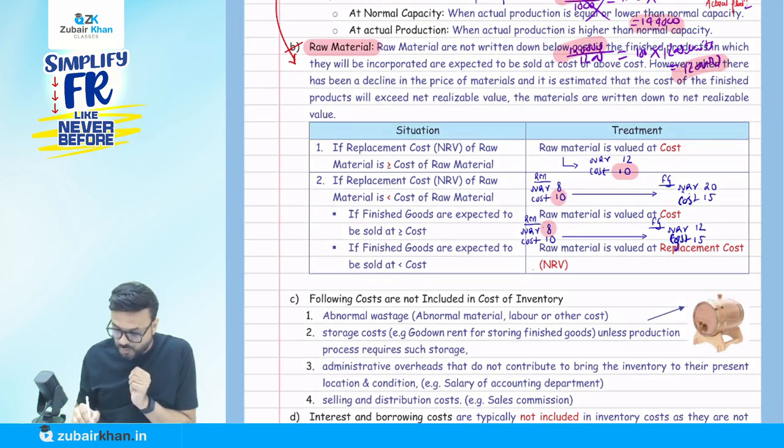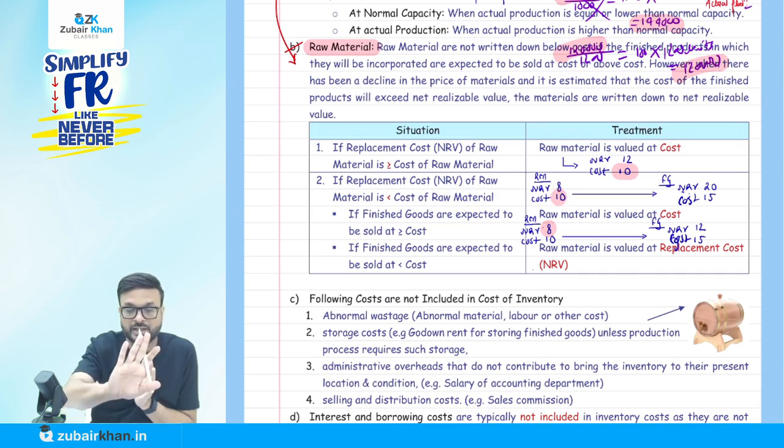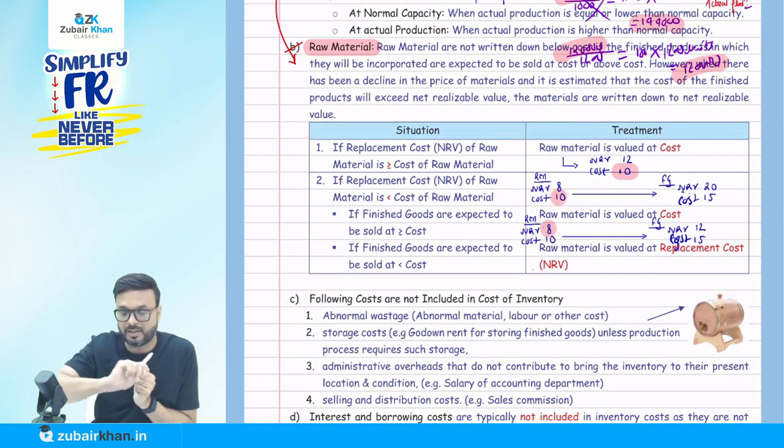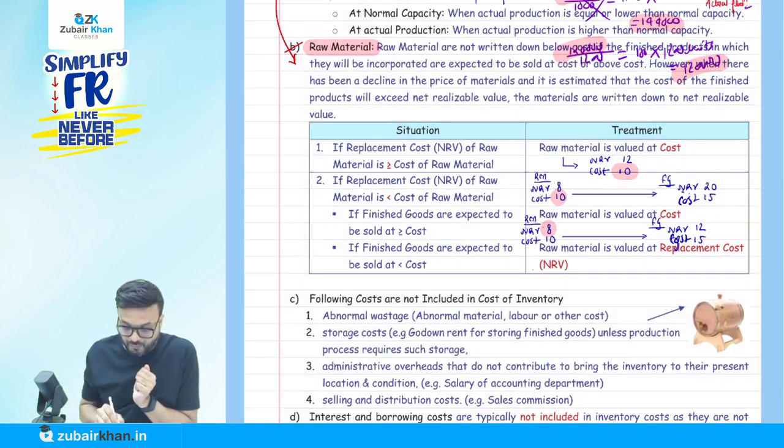So they say, no. Here, even though your NRV is lower than the cost, still you have to do the valuation at cost only. I will tell you the logic. Don't worry. Listen to me carefully. They say, first, what is the point? NRV of raw material is less than the cost of the raw material.